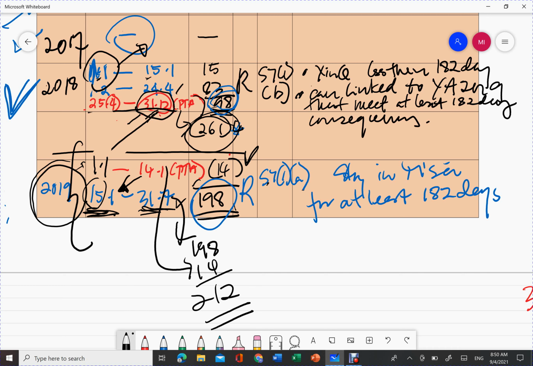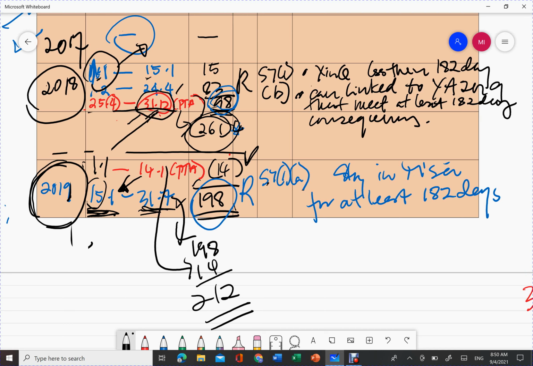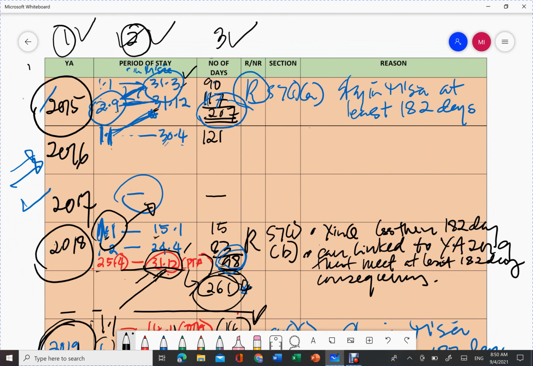So kita dah settle dah sekarang ni. 3 tahun dah settle. 2018 settle. 2019 pun settle. Sekejap. 2015 pun settle. Kita dah apply 71A, we have already applied 71B, now we are going to look at 71C.